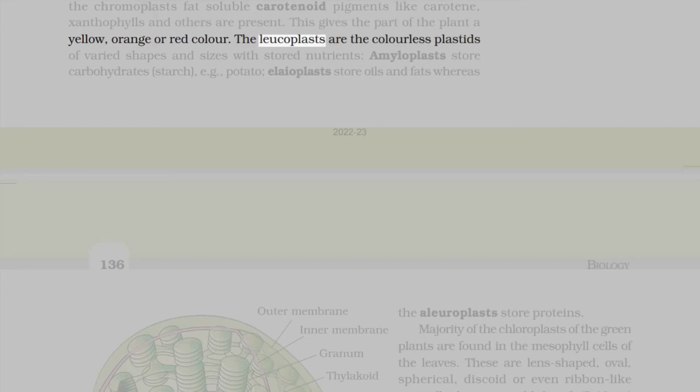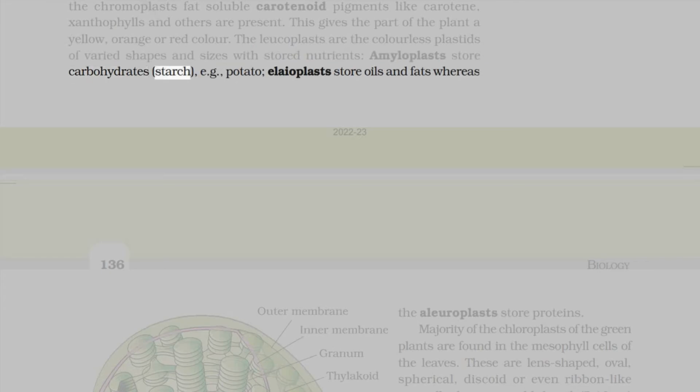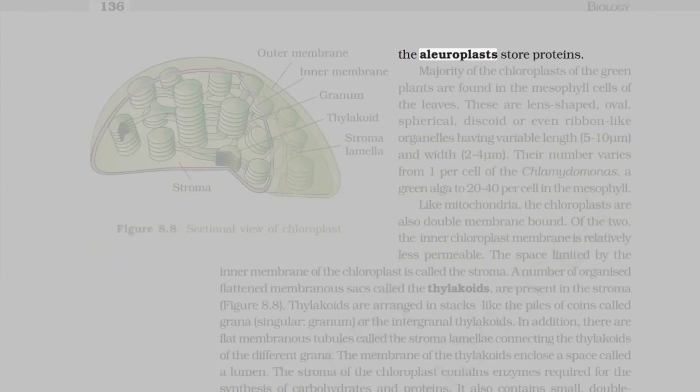The leucoplasts are the colorless plastids of varied shapes and sizes with stored nutrients. Amyloplasts store carbohydrates, starch, example, potato. Elaioplasts store oils and fats, whereas the aleuroplasts store proteins.